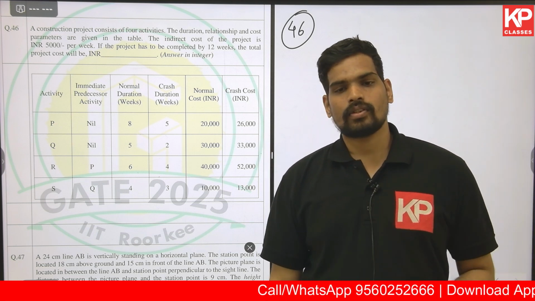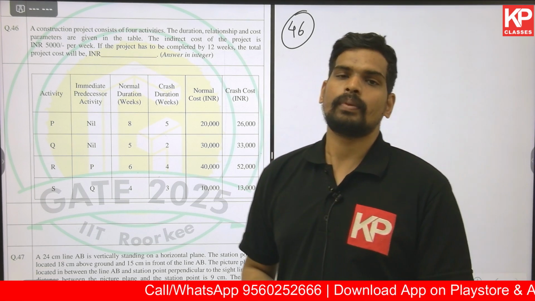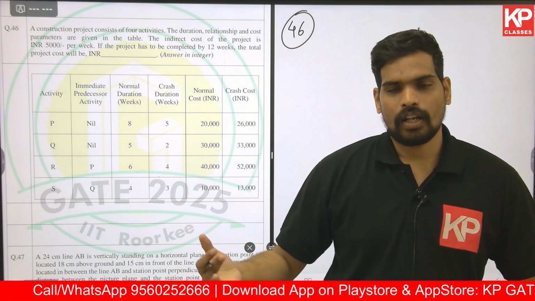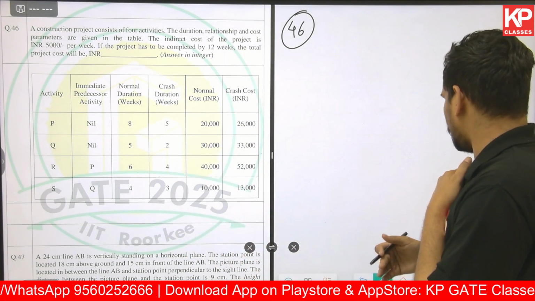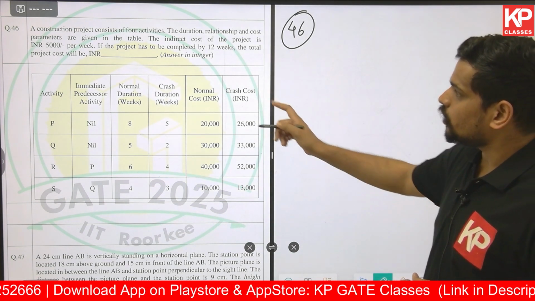We've solved numericals on crashing also in the lecture. Same concept, and this is even simpler than what we solved because you have only 4 activities. In the classes, we take up larger networks to have better practice. Let's start this question. They're asking us the total project cost.